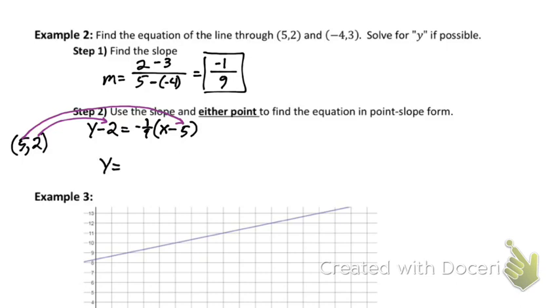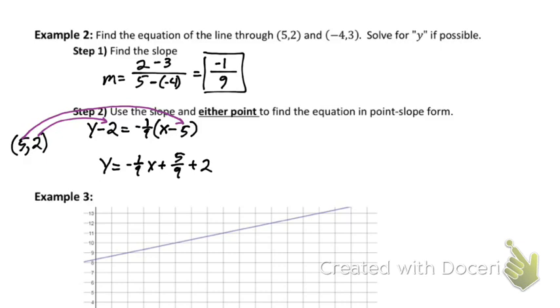That's going to give me y equals negative 1/9 times x plus, so I have negative 1/9 times a negative 5 is going to be plus 5/9, and we needed to add 2 to both sides. So I took that 2 and put it on the other side. I need to create a common denominator. How can I rewrite 2 so I can add it to 5 over 9? What am I going to rewrite 2 as so I can add it to 5 over 9?